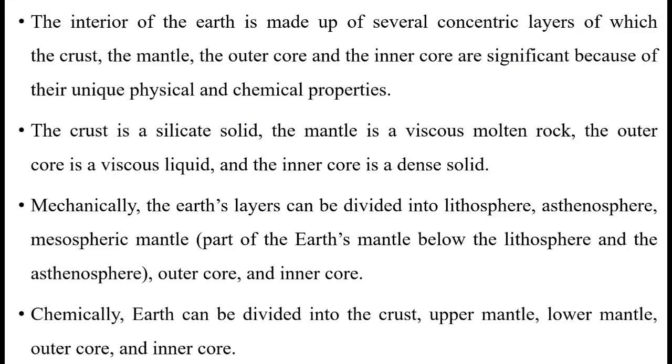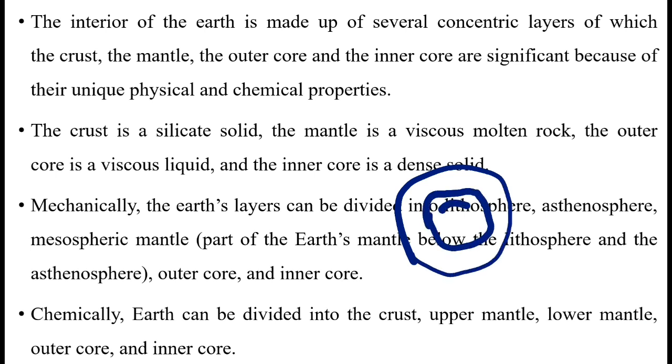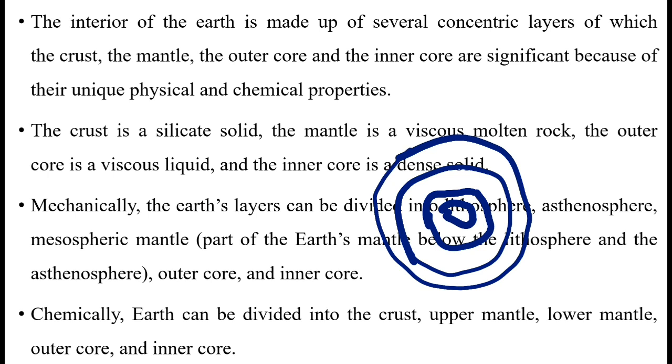So the interior of the earth is made up of several concentric layers, of which the crust, mantle, outer core and inner core are significant because of their unique physical and chemical properties. That means concentric layers: the outer one, crust, then mantle, then outer core and then inner core.